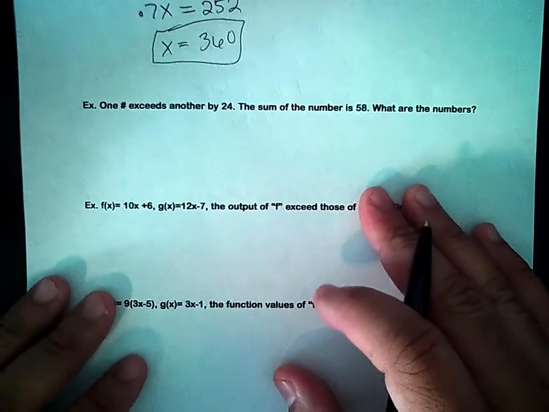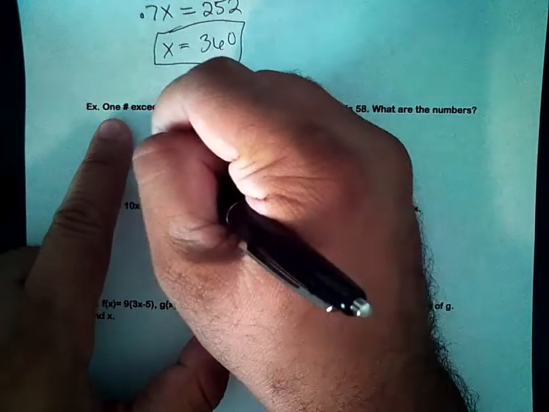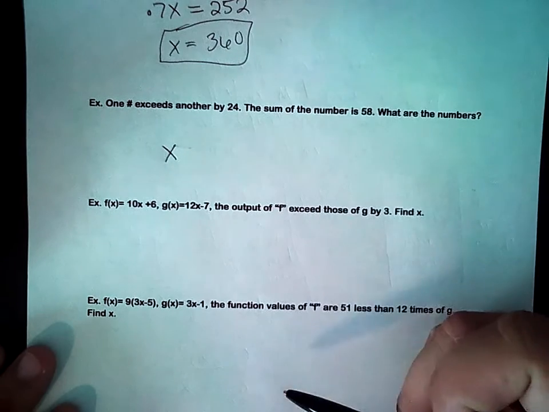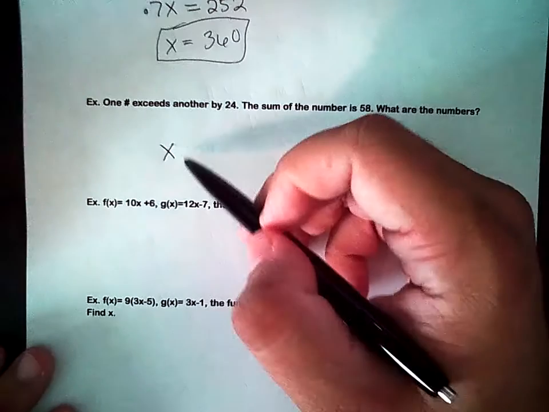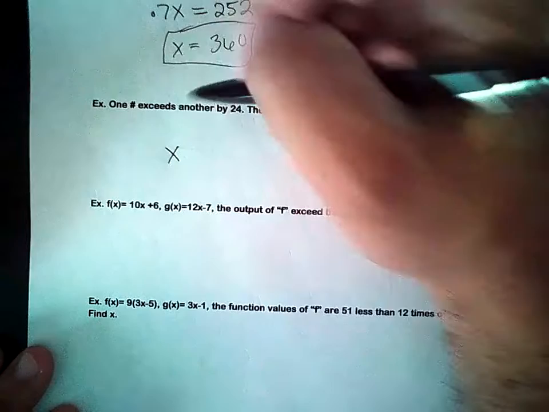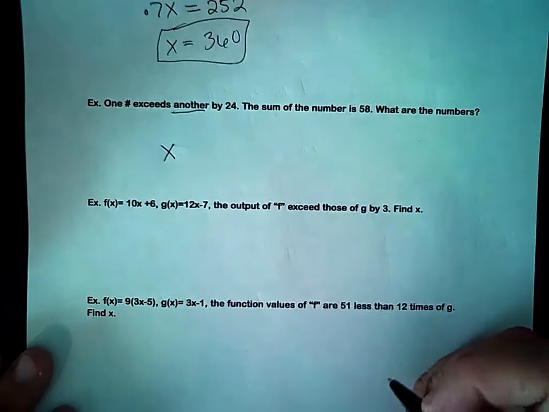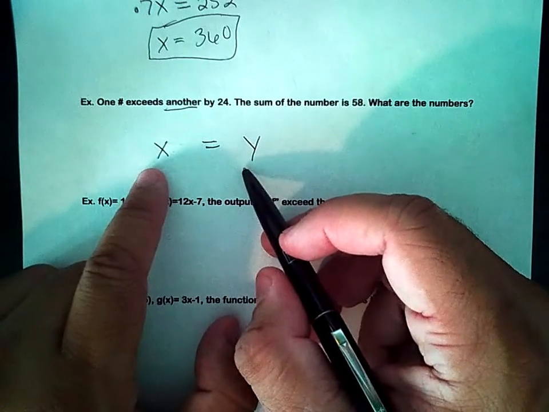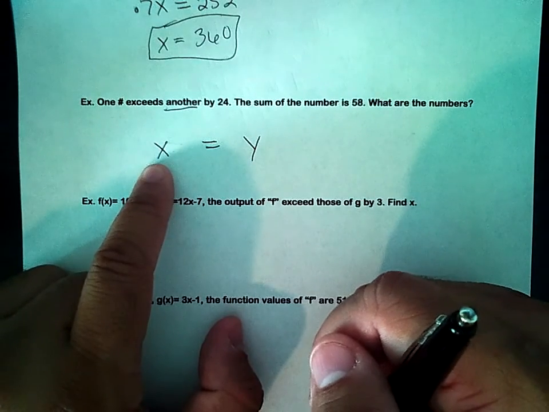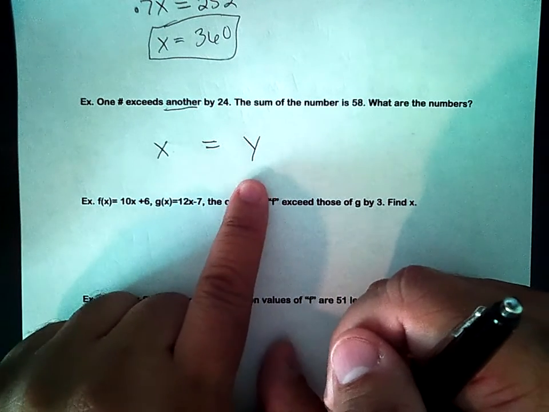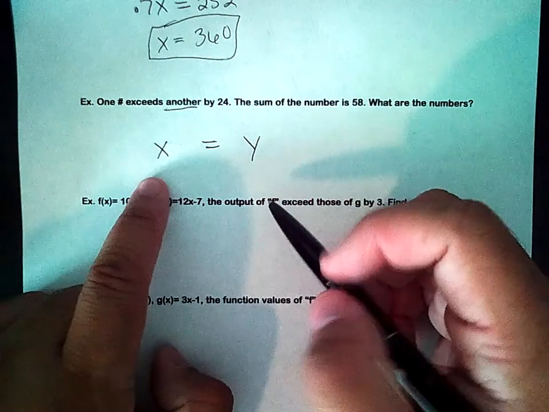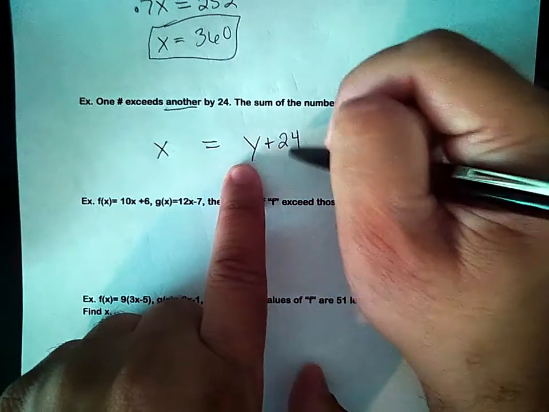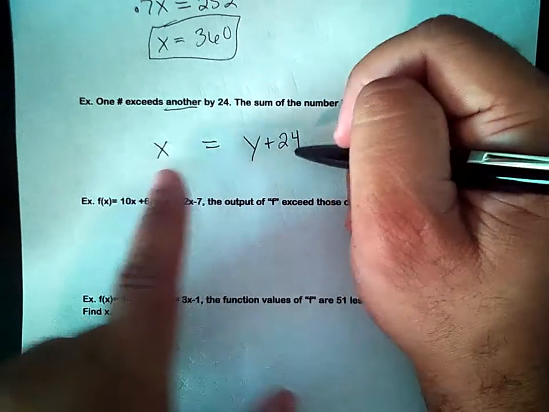Our next example says one number, I'll call it x, exceeds another by 24. Now this is important because a lot of the rest of the examples are like this. Another number, we'll assign that letter y, so it says equals y. So when will these two numbers be equal? Well, let's say this is the bigger one. If this number exceeds this one, and I want these two sides to be equal, then I would have to add the 24 to this one, because the y is smaller. So if I add 24 to it, then it will be equal to x.